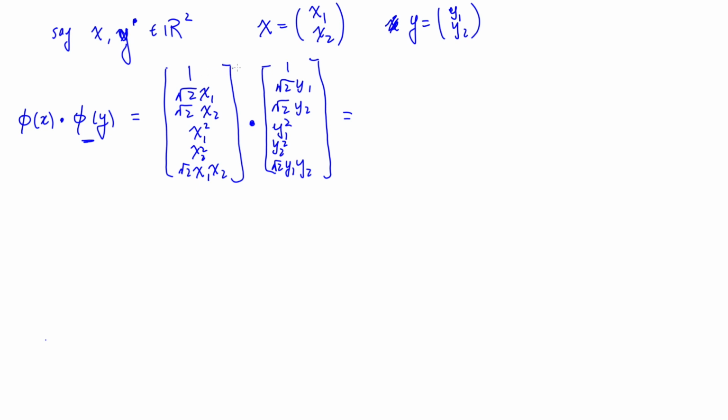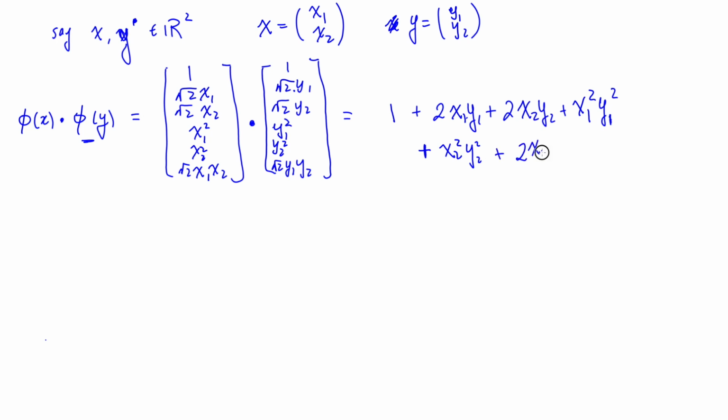So how do we compute dot products? We just multiply the coordinates and add them all up. So this is going to be 1 times 1, plus root 2 times root 2 is 2, so 2 x1 y1, plus 2 x2 y2, plus x1 squared y1 squared, plus x2 squared y2 squared, plus 2 x1 x2 y1 y2.